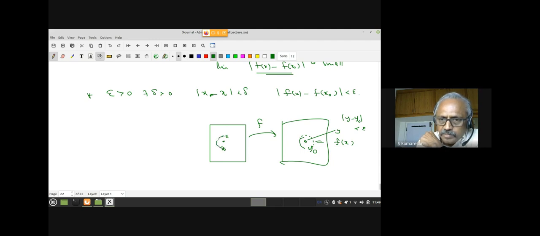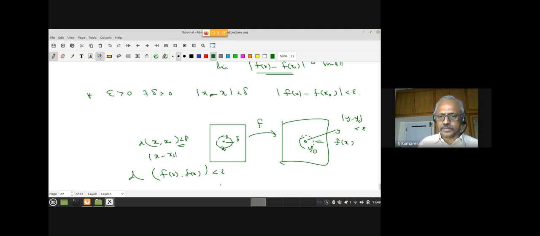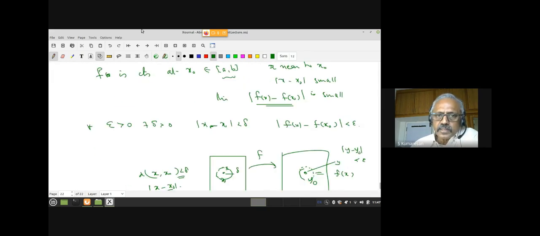So I know if I find a delta, a neighborhood around x naught, then you take any x such that the distance between x and x naught is less than delta, then I know the distance between fx and fx naught is less than epsilon. If you don't like distance, think of everything as a real number. This is what I want. This is what I explained yesterday. If this is less than delta, this will imply this is less than epsilon. Right?